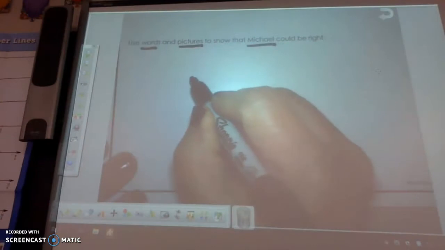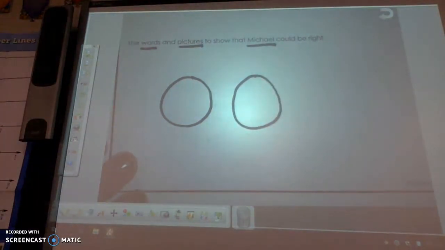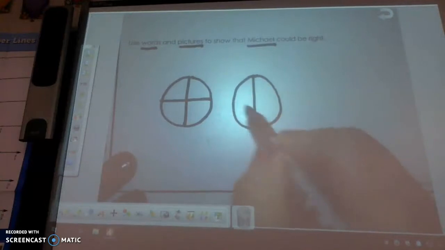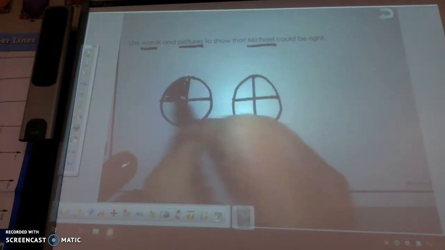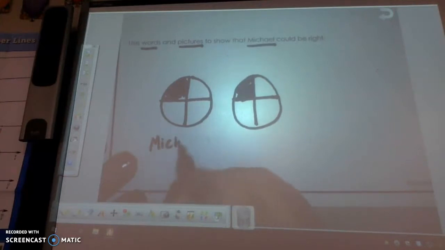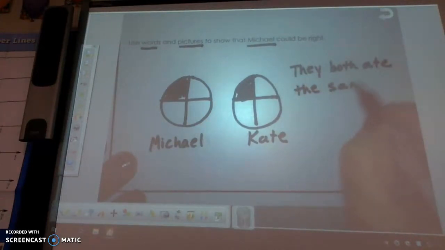So this time we're going to make our pies the same size, as much as you can. And we're going to cut them in fours because they each ate 1/4. So we have to cut it into four pieces. And Michael ate 1/4 and Kate ate 1/4. So this is Michael and this is Kate. And we are saying here that they both ate the same amount.